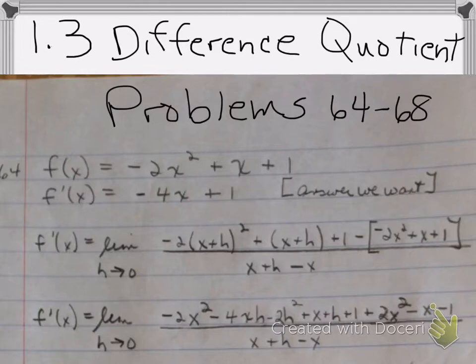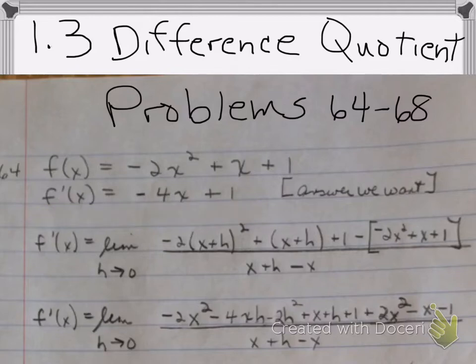So I've started writing out problem 64, and you can see that what I did first was to write the function. So here's our function right here, and then I figured out the answer that I would get if I use the power rule. So that's right here. So there's our answer. That's what I want to get. So now let's set up our limit.